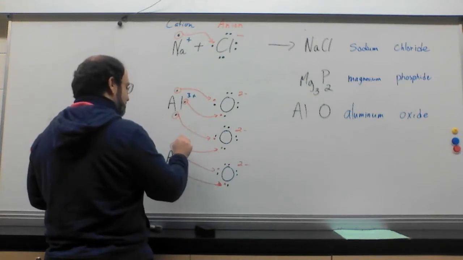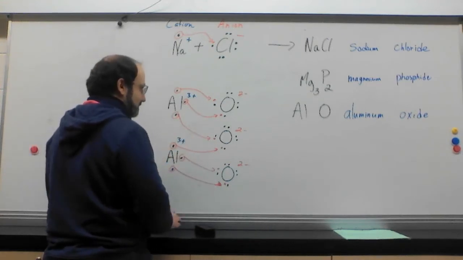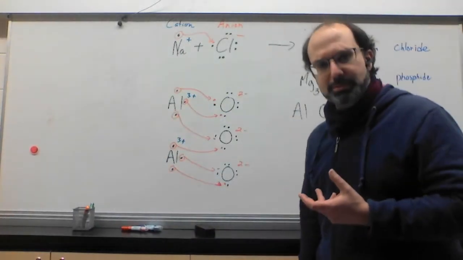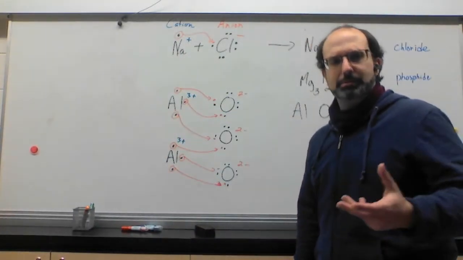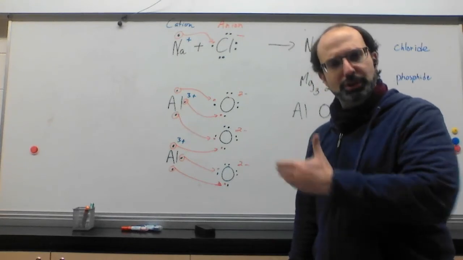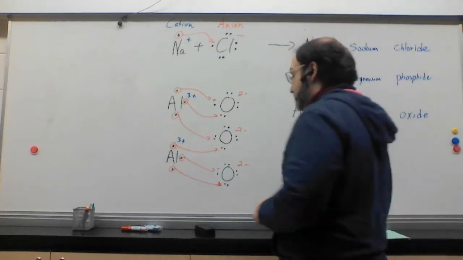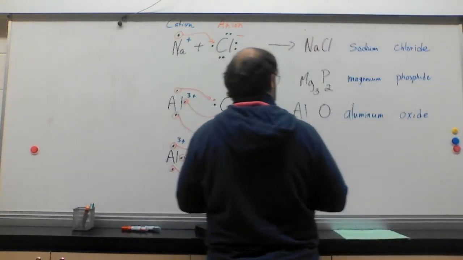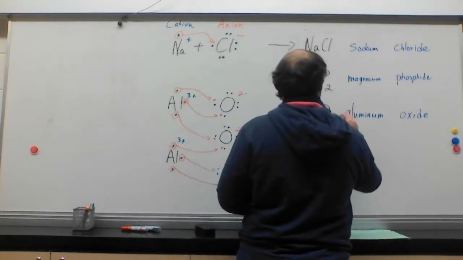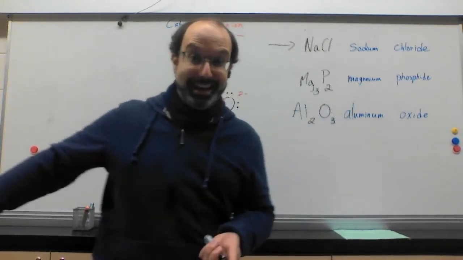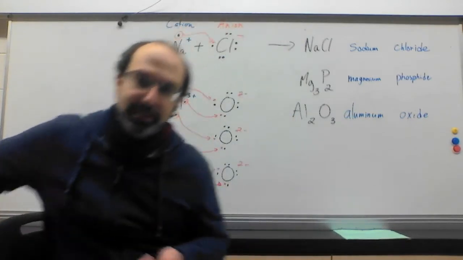We now have all of the balance that we need. So if that's the case, what's my formula going to be? Well, count it. I have 2 aluminums and 3 oxygens. So when I make this chemical formula, I'm going to do Al2O3. And that would be the chemical formula for this.